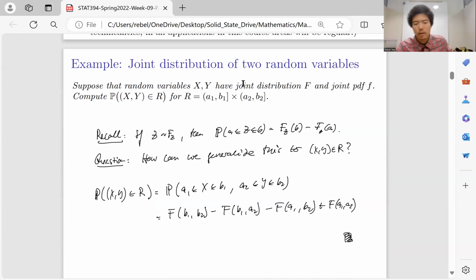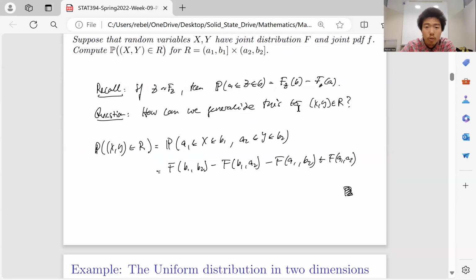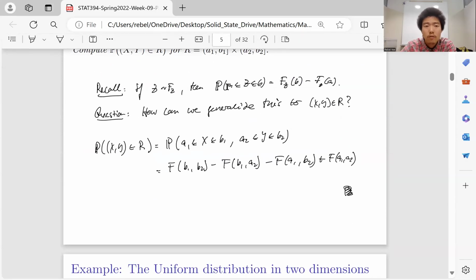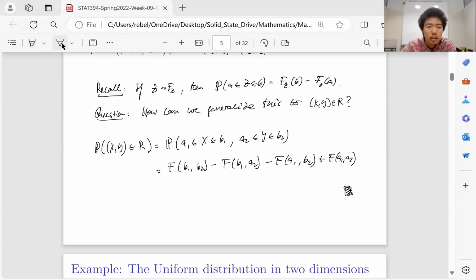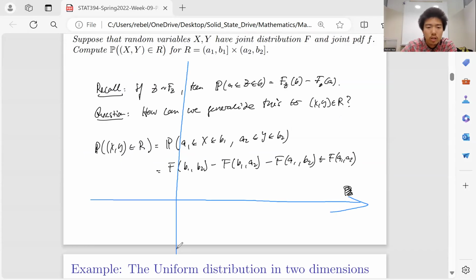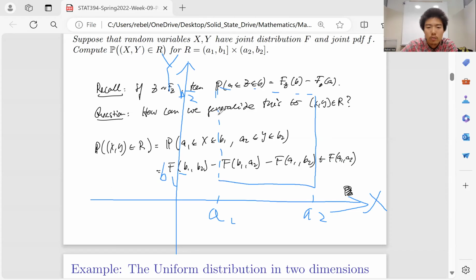In this case, it is two-dimensional, so how can we do it? First, we do the upper layer. Let's draw something. Okay, so this is two-dimensional. This is X, this is Y. Here we have B2, B1, A1, A2. We want to figure out this rectangle, right?